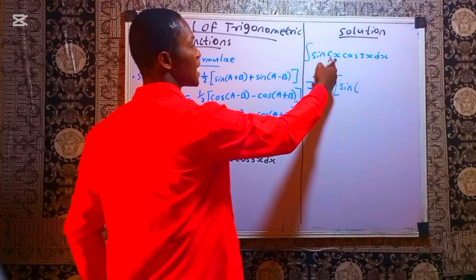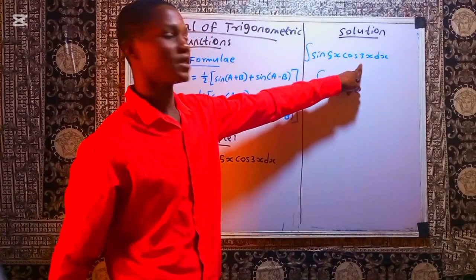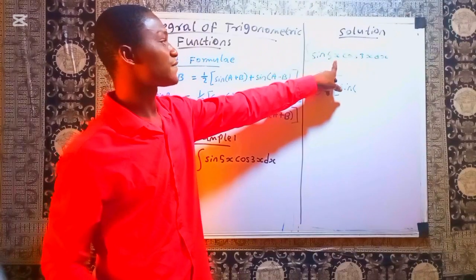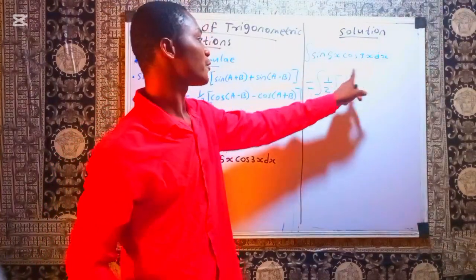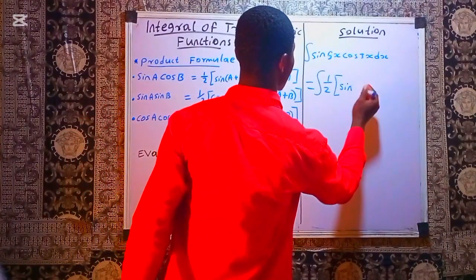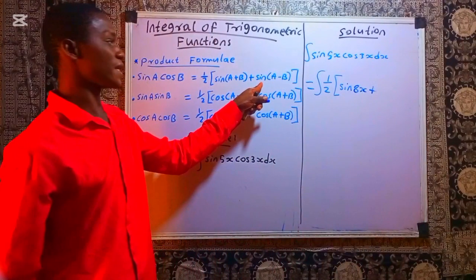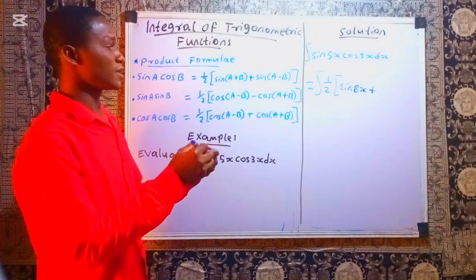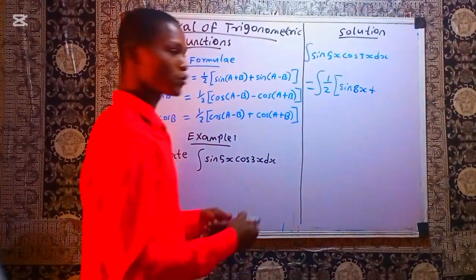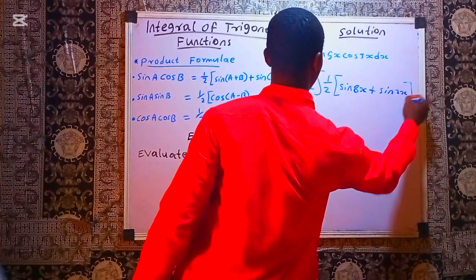A is the first angle. A is the angle of sine, and B is the angle of what? Cosine. What is the angle of sine? Angle of sine is 5x. Angle of cosine is what? 3x. You add 5x plus 3x will give you what? 8x. So you are going to have sine 8x plus, we have sine A minus B, right? So that is 5x minus 3x, which gives 2x. So we are going to have sine 2x, right?